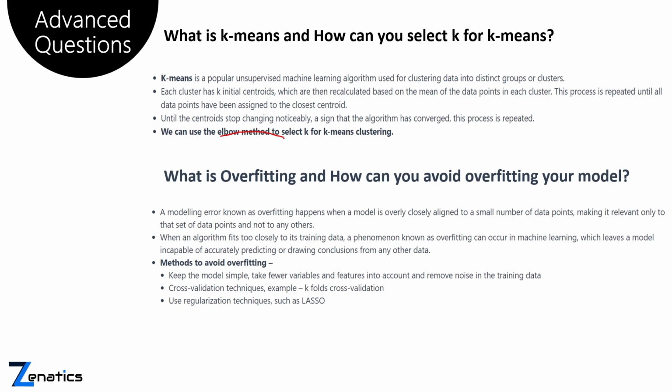There are multiple ways to avoid overfitting. The simple method is to keep the model simple, taking fewer variables or fewer features. As the variables and features increase, there may be chances of overfitting. So always do feature engineering, identify the best features and input those to the model. The next method is cross validation techniques like k-fold cross validation, which is used to avoid overfitting, or use a regularization technique like lasso to avoid overfitting.